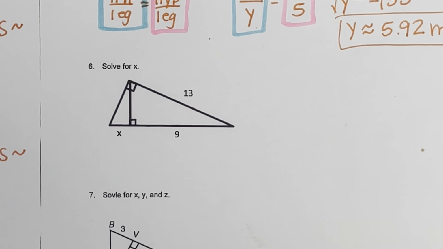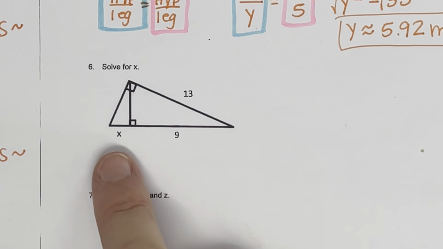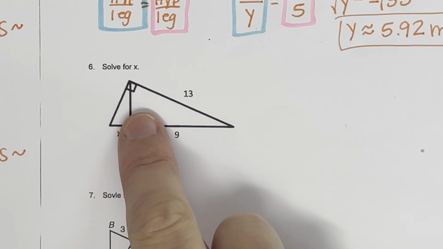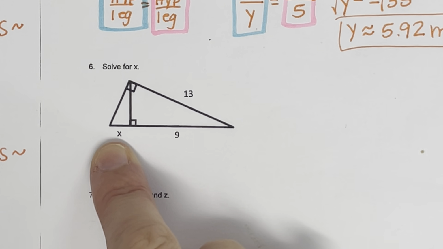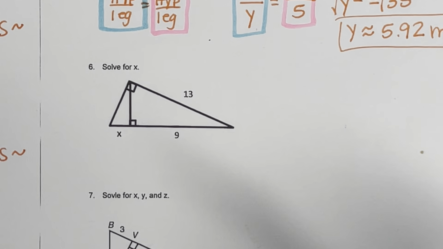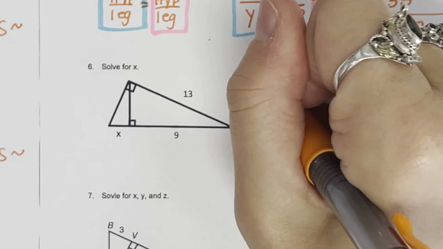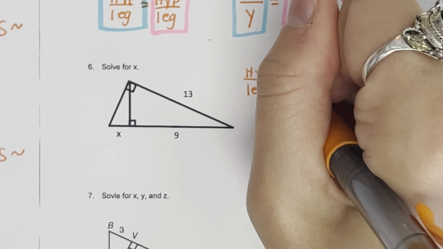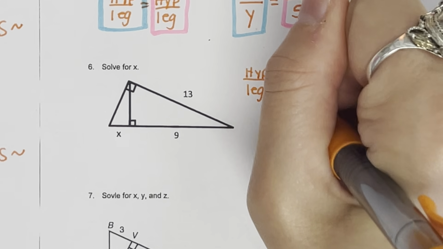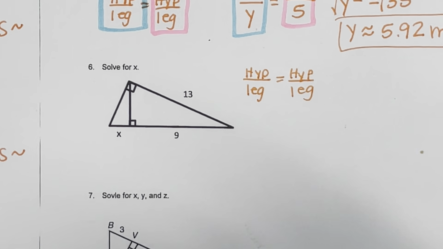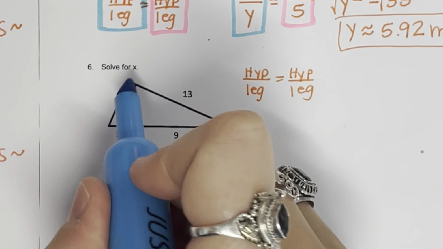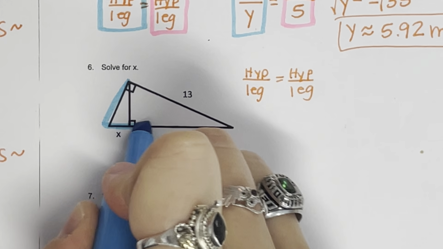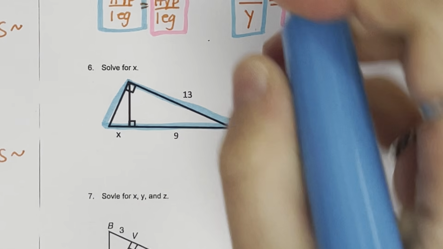Number 6, solve for x. So I see here's my altitude in the center. I see this is a piece on the outside, which means, again, I'm going to have to do the hypotenuse leg theorem. So hypotenuse leg equals hypotenuse leg. So I start always with my really big triangle here. Here's my big triangle in blue.